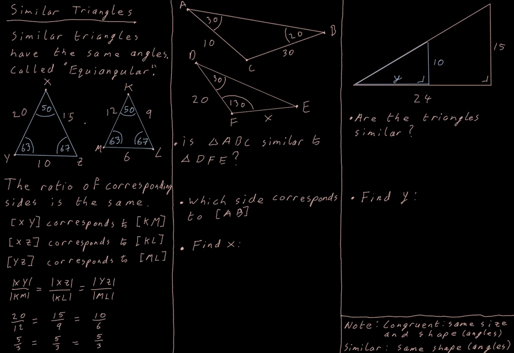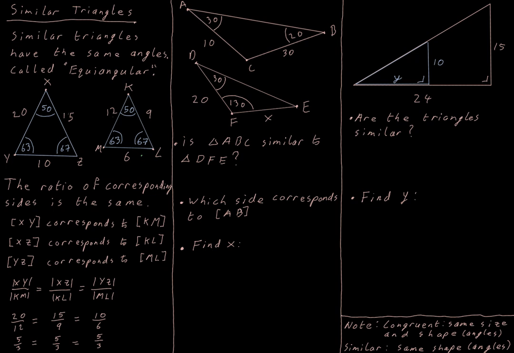If we had triangles that had the same angles in them and it was the same size, if this was 20 and this was 20 and this was 15 and this was 15 and this was 10 and this was 10, if they were the same angles and the same size, we might call them congruent triangles. They would be exactly the same. But here we're talking about equiangular. We're just talking about the angles being the same.